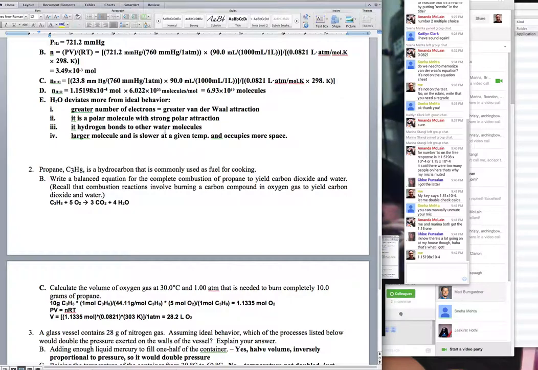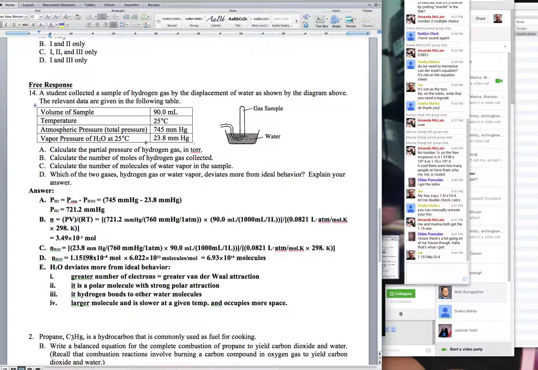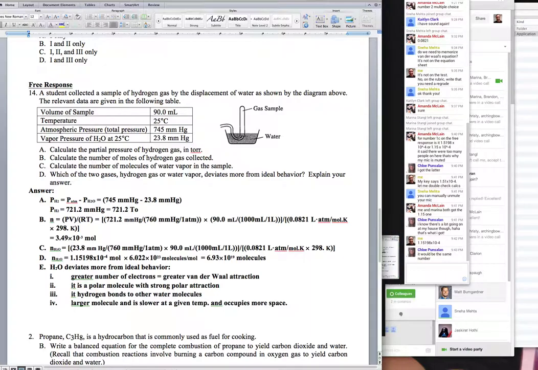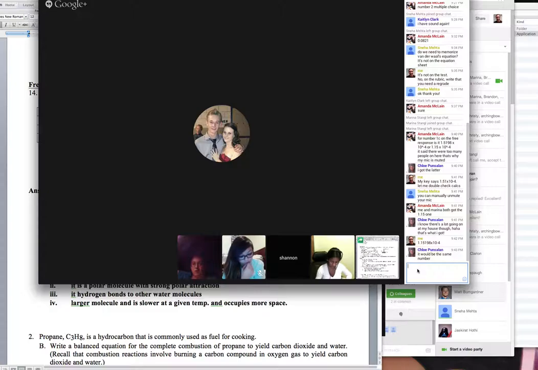Okay. Mr. Warner? Yes? For 1A on the free response, it says calculate the partial pressure, but it says in torr. Right. It's in millimeters of mercury. Are we supposed to convert it to torr? Well, technically yes, you're supposed to convert it to torr, but does it change the answer? 1 millimeter mercury is equal to 1 torr. Oh, just kidding, that's atm. Right. So it's the same number. Yeah, Chloe, that's right.